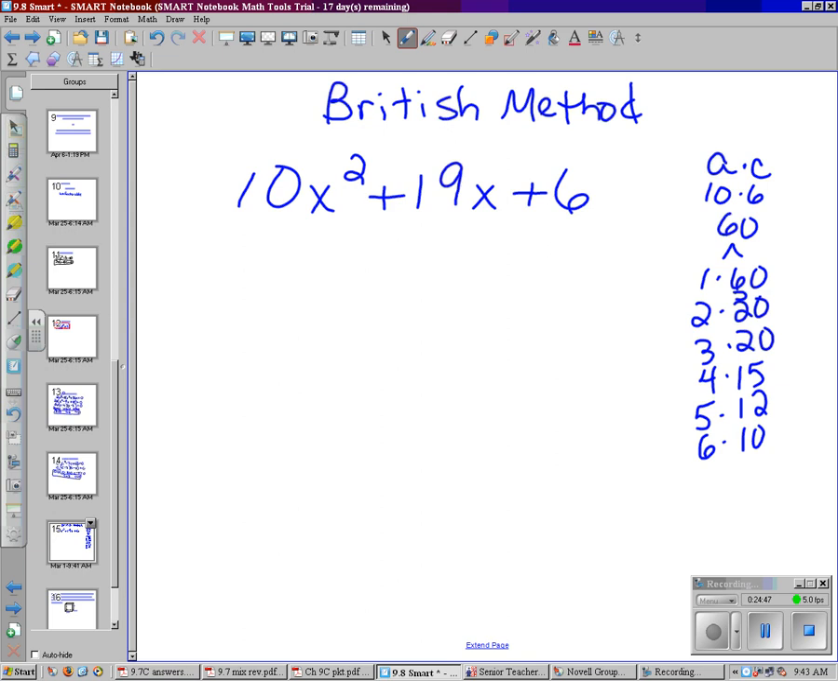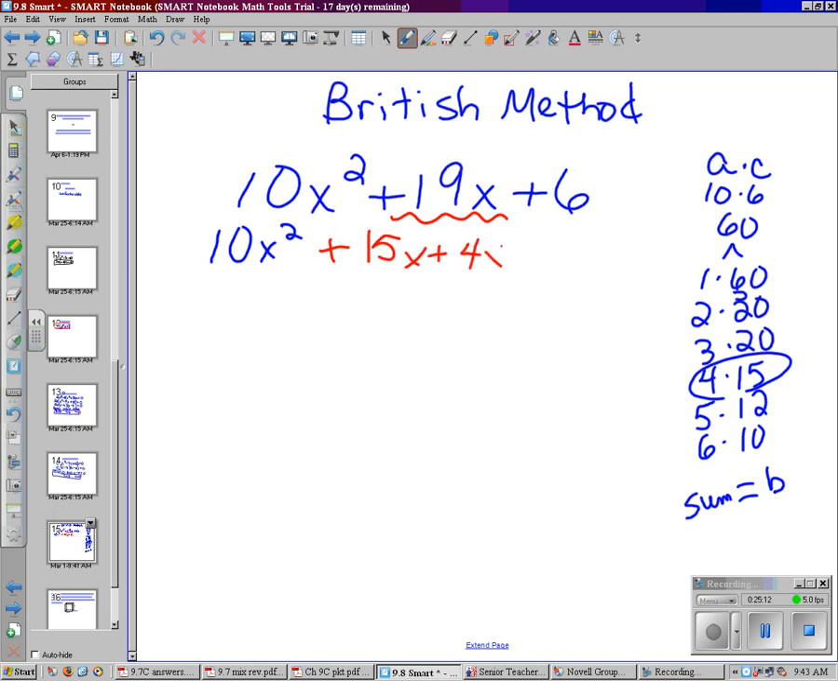Okay, find which set of factors up here adds up to B, that has a sum equal to B. Which one has a sum equal to B? Jack? 4 and 15. Okay, so I'm going to come over here and write 10x squared. And then we added them up to be 19x. So I'm going to write plus 15x plus 4x. Those are the two numbers Jack gave me. And then plus 6. Do you agree 15x plus 4x is 19x?